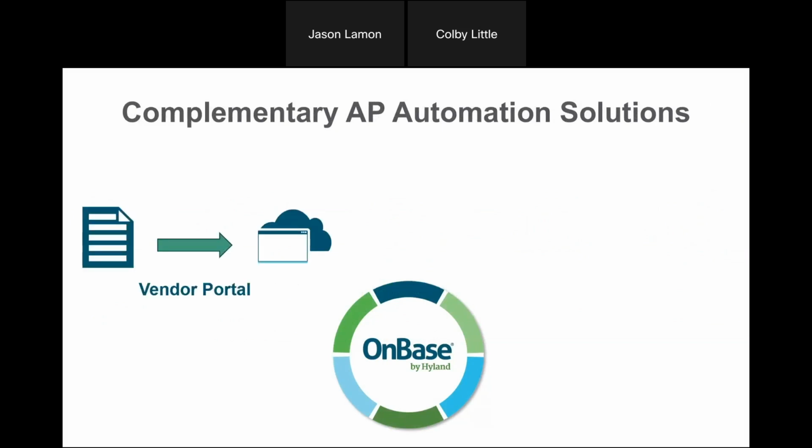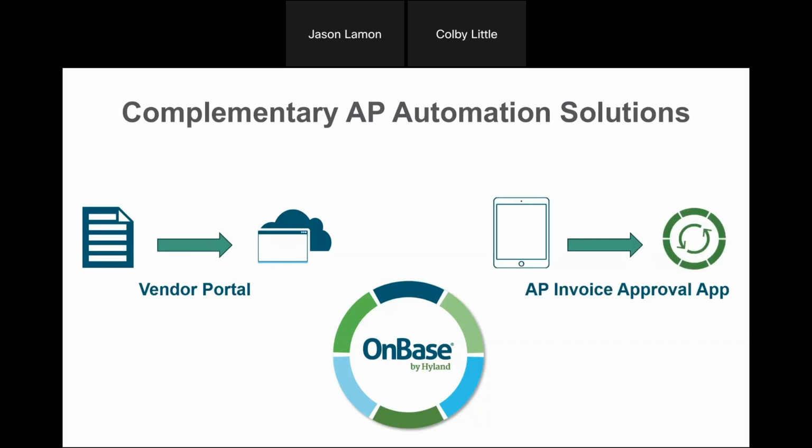So starting with the vendor portal, the solution provides an online portal for vendors to upload their invoices and other documents, essentially helping them to expedite invoice submission to their customer. The AP Invoice Approval app is a mobile-ready application with a personalized UI that enables organizations to extend the approvals process out to key stakeholders that may not necessarily be AP professionals or OnBase experts.